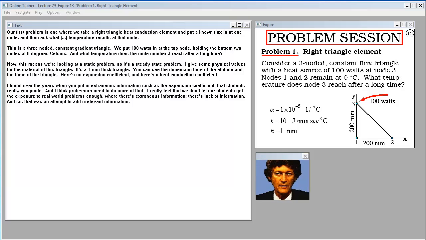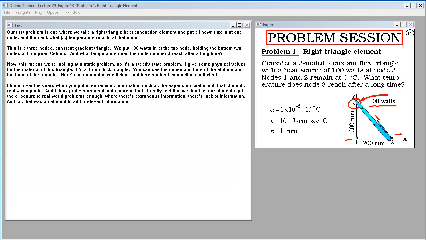Our first problem is one where we take a right triangle heat conduction element and put a known flux in at one node and then ask what temperature results at that node. This is a 3-noded constant gradient triangle. We put 100 watts in at the top node, holding the bottom 2 nodes at 0 degrees Celsius. And what temperature does node number 3 reach after a long time? Now this means we're looking at a static problem, so it's a steady state problem.